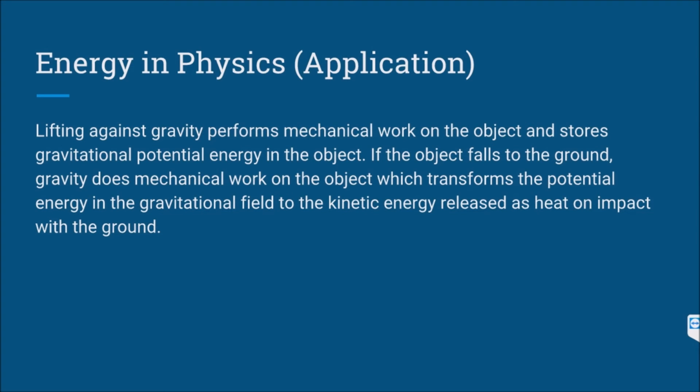So how does energy apply in physics? Well, lifting against gravity performs mechanical work on the object and stores gravitational potential energy in the object. If the object falls to the ground, gravity does mechanical work on the object, which transforms the potential energy in the gravitational field to the kinetic energy released as heat on impact with the ground.